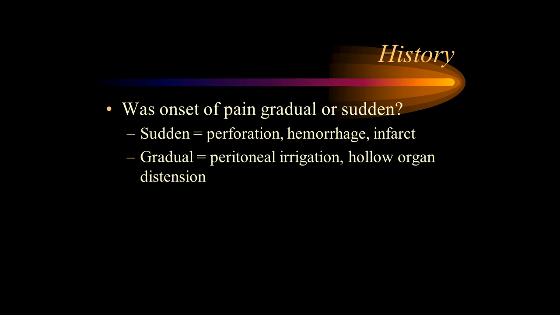Was onset of pain gradual or sudden? Because that also makes a difference. Sudden, we're thinking more of a trauma type thing where it's been perforated, there's a hemorrhage, or an infarct has occurred. A gradual onset, we're thinking peritoneal irritation or hollow organ distension, meaning there's something more chronic going on.